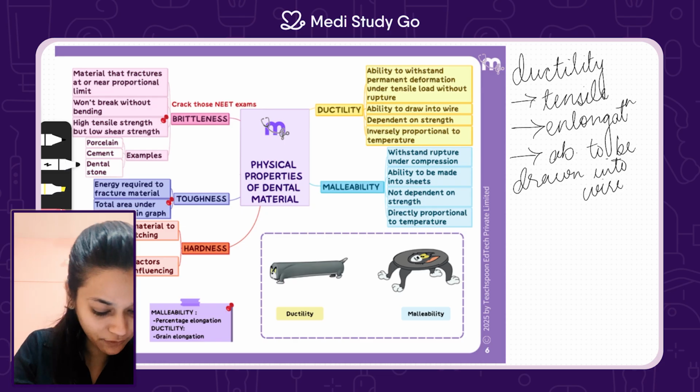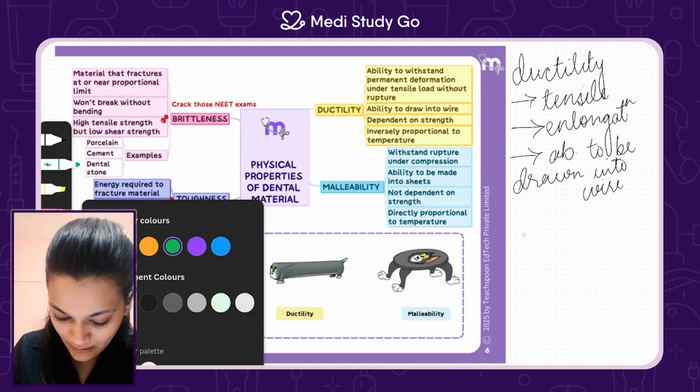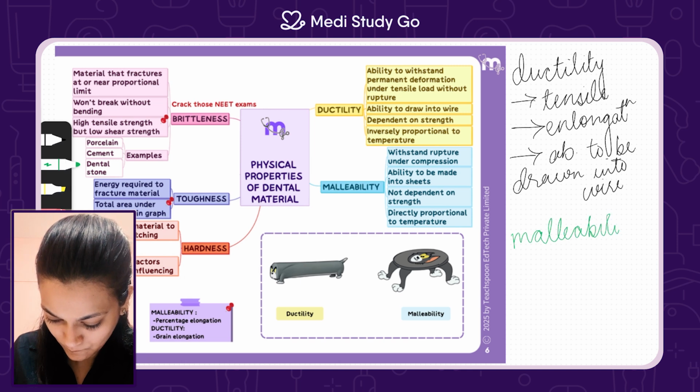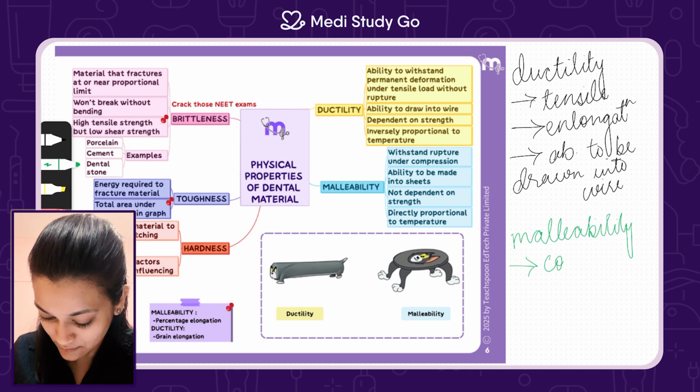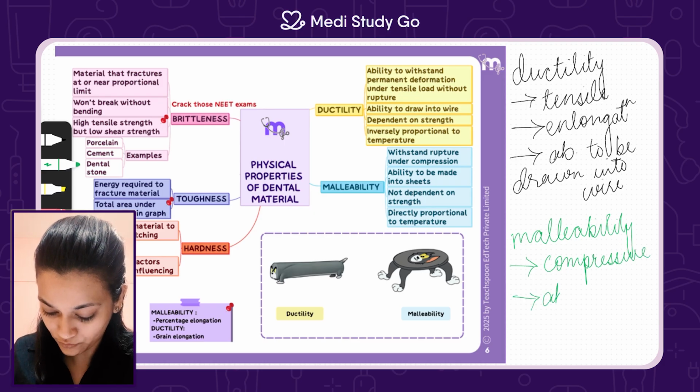So what you will remember for malleability would be that it's compressive in nature. It's the ability of the material to be drawn into sheets.